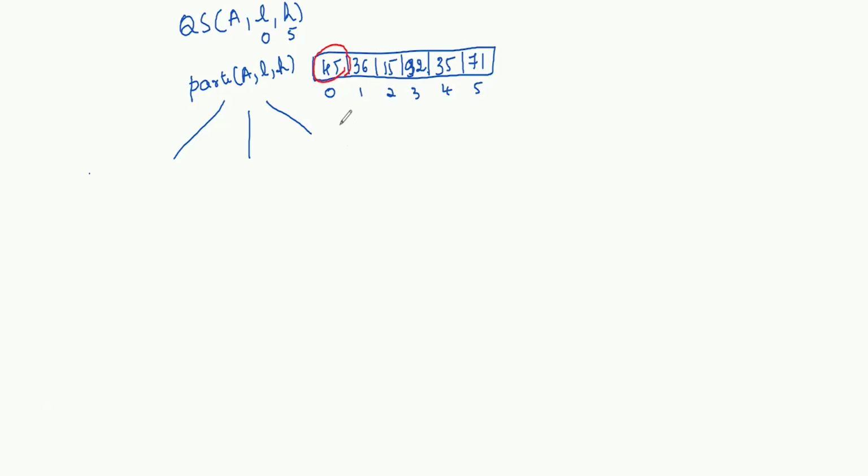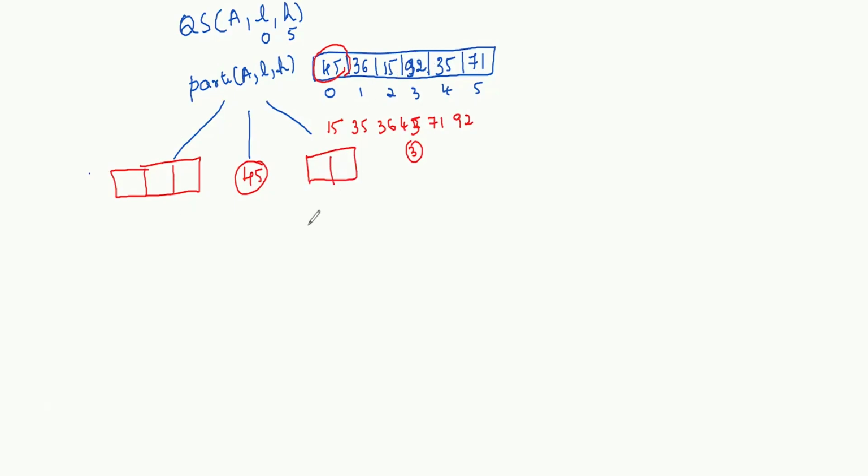According to this, if I have to arrange it, 15, then we have 35, 36, 42, 71, and 92. So 45 is supposed to be coming at the third position, isn't it? So now 45 is going to be here after the completion of the partition. We'll see how that works. And then this will be divided into two parts. My 45 is going to come here and the remaining elements will be sorted in this way.